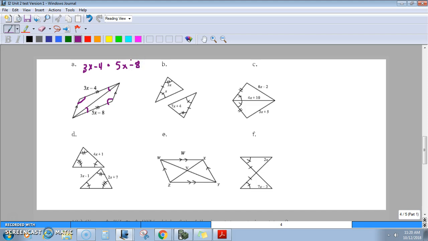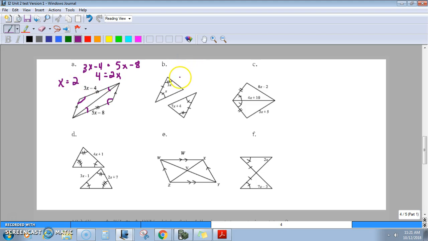minus 8. And let's subtract 3x's from both sides, and add 8 to both sides. And if you do that, you get positive 4 is equal to 2x. So 2 times some number is 4. X in this problem must be equal to 2.